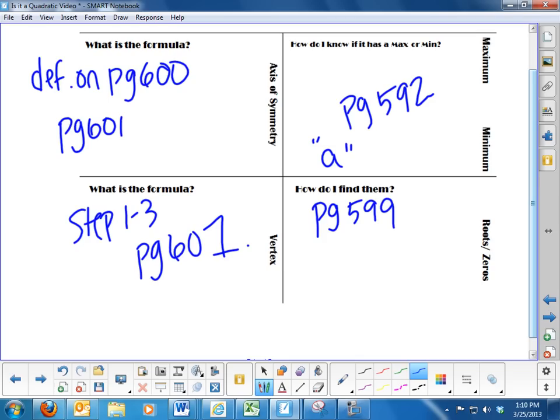There are 3 different examples, A, B, and C, that give you 3 different pictures of quadratics, and they talk about the zeros of the function. The zeros of the function are another word for roots, which is another word for the x-intercept. It's where the parabola crosses the x-axis.